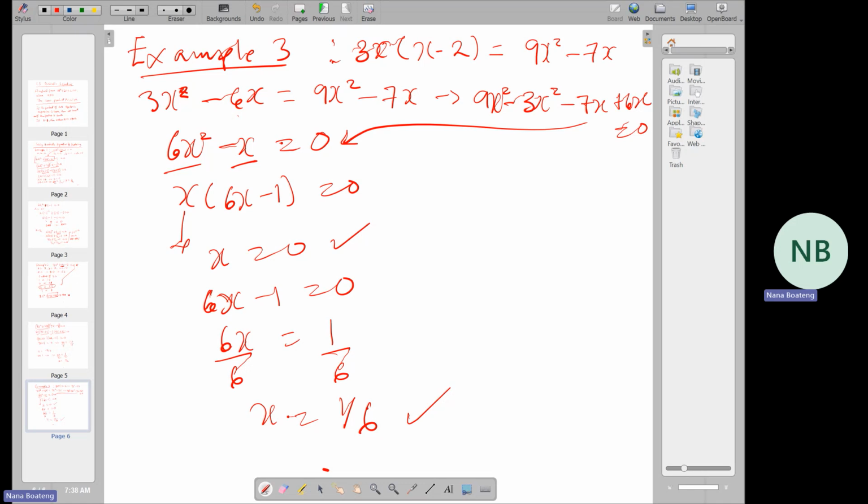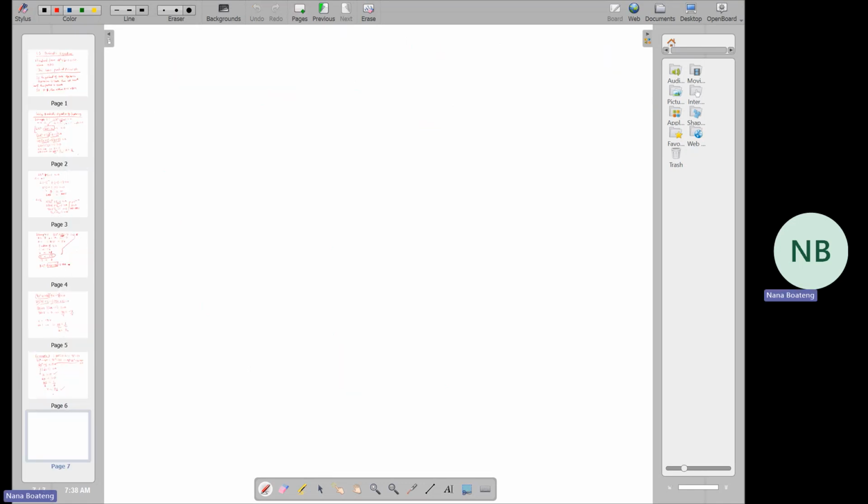All right. So let's move on to solving quadratic equations using the square root property.